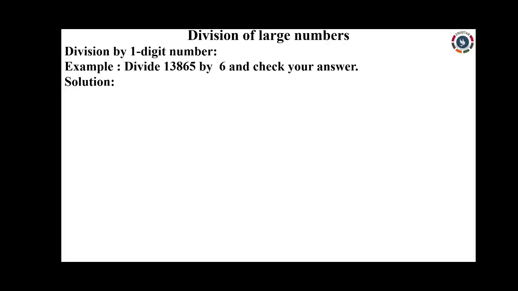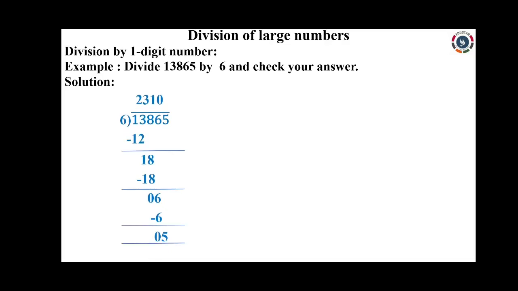Solution. 13,865 is going to be divided by 6. Start to divide from the left side. The first digit is 1. From 1 we cannot divide by 6. So let us take the first two digits, 13. In 13 we can divide by 6. 2 6s are 12. So write 2 in the quotient. Write 12 down of the dividend. 13 minus 12 is equal to 1.